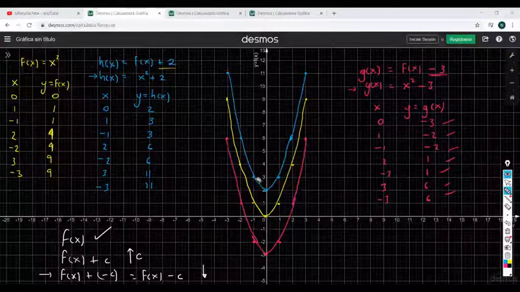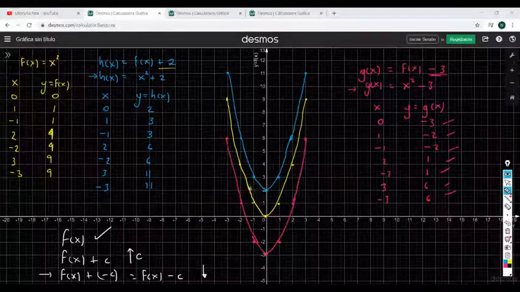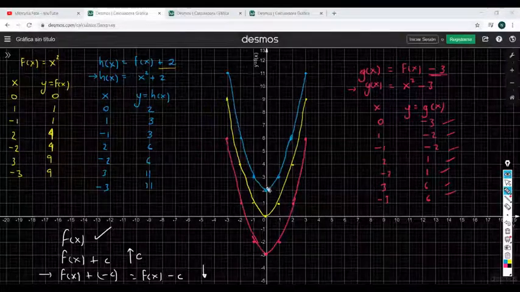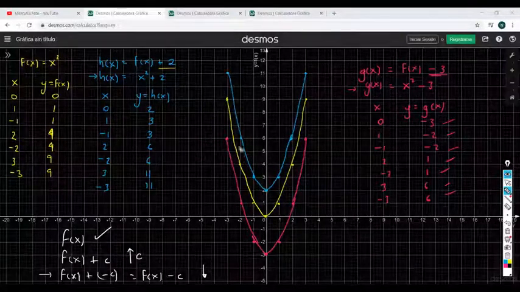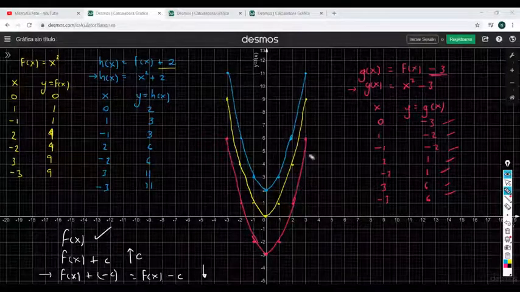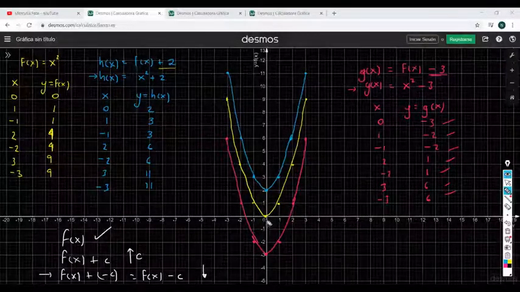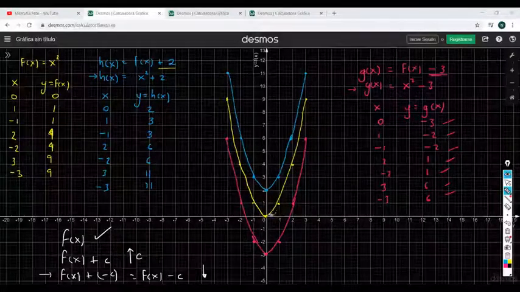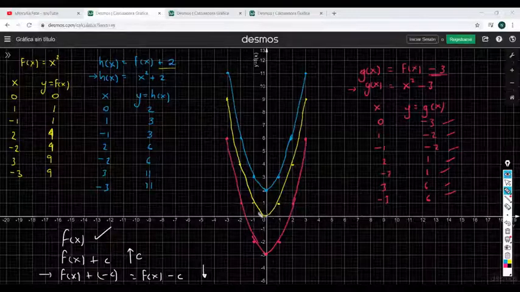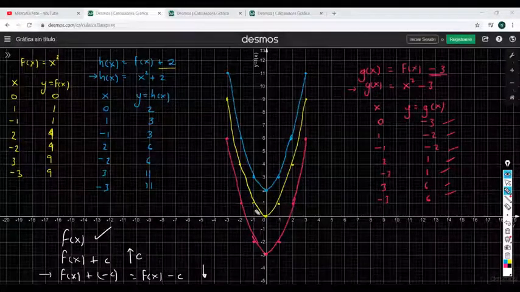In regards to translations, this is what is known as translation. We say that the blue parabola is translated or shifted 3 units with respect to the original function f, and the red parabola is shifted minus 3 units with respect to the original function f, which is in yellow. So that's the idea behind translations.